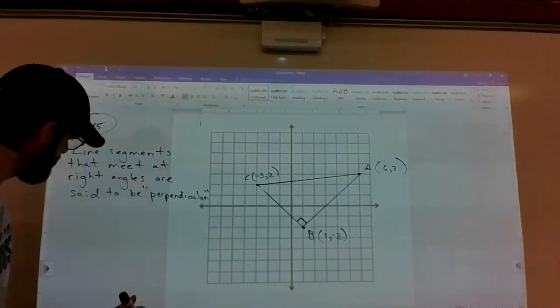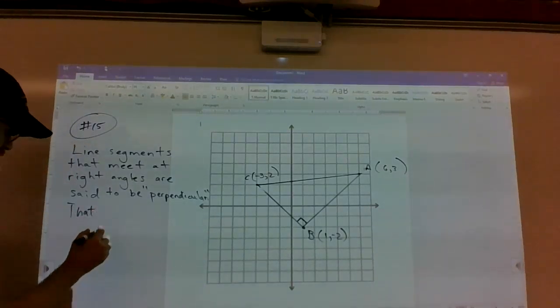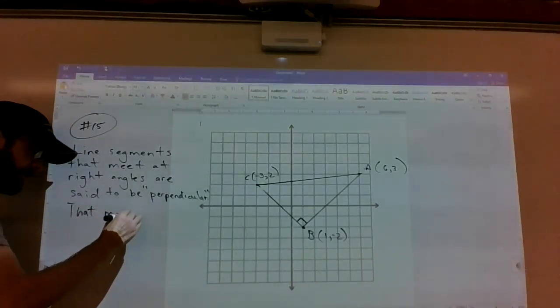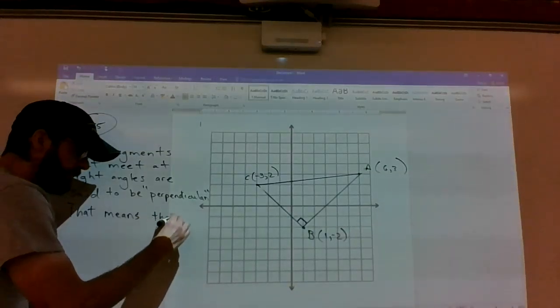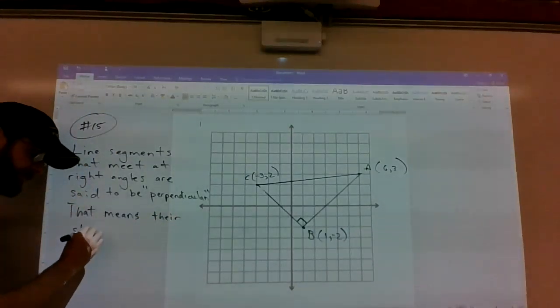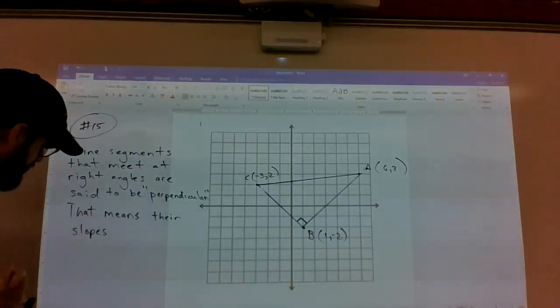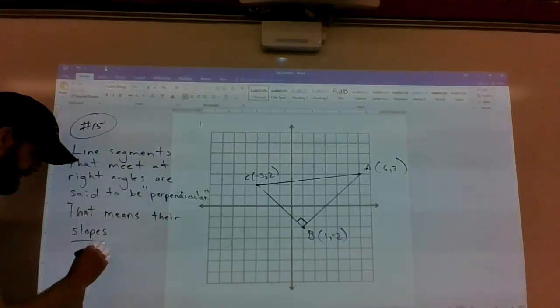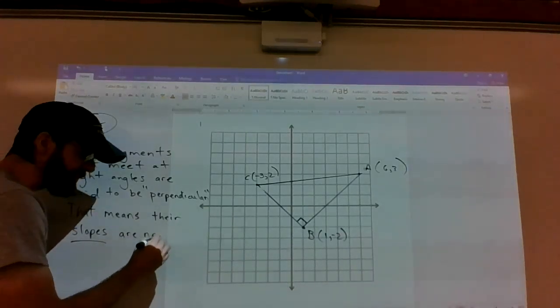And what that means is, besides meeting at right angles, that means their slopes, the slopes of their lines, so now we're going to be digging a little bit into linear things, that their slopes are negative reciprocals.